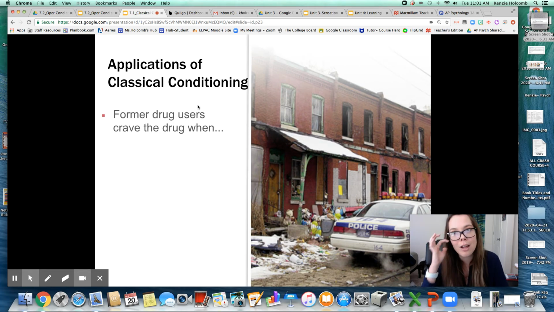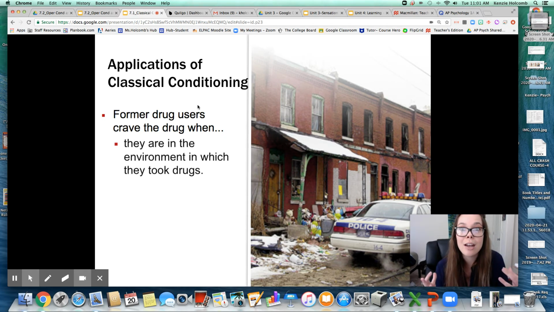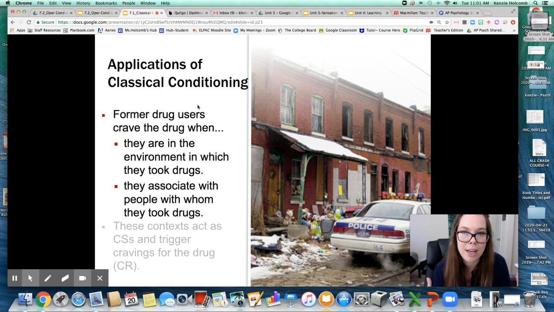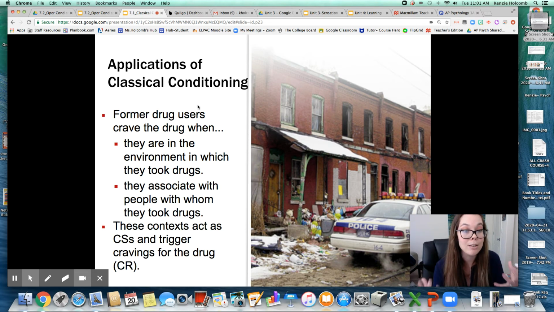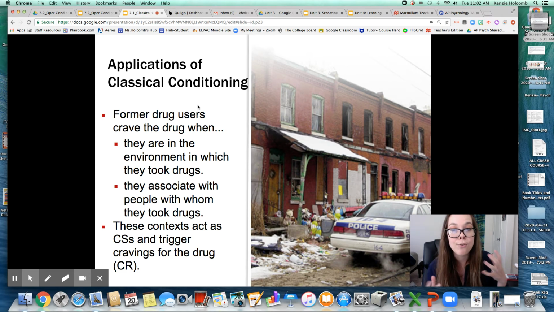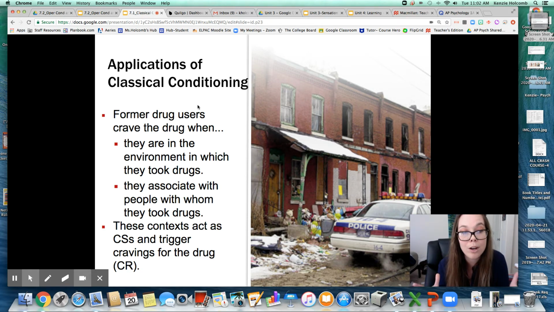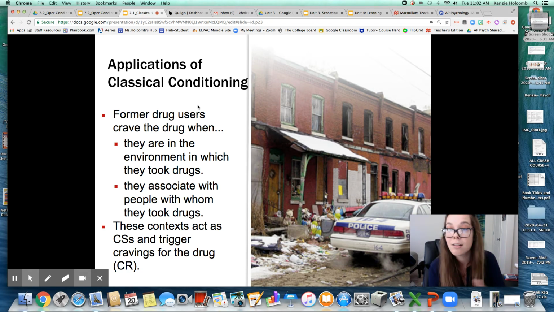Another really cool application of classical conditioning, we can look at it from a former drug user's lens, who craves drugs. What they say is that due to classical conditioning, people who are struggling to stay sober should stay away from the environments that trigger those behaviors, because that is classical conditioning. If you go back to the environment and your friends where you started to use drugs, you have associated that area with drug use. So that's why in rehabilitation programs, they tell you move to a different city, get new friends, because you don't want to go back to those associations.